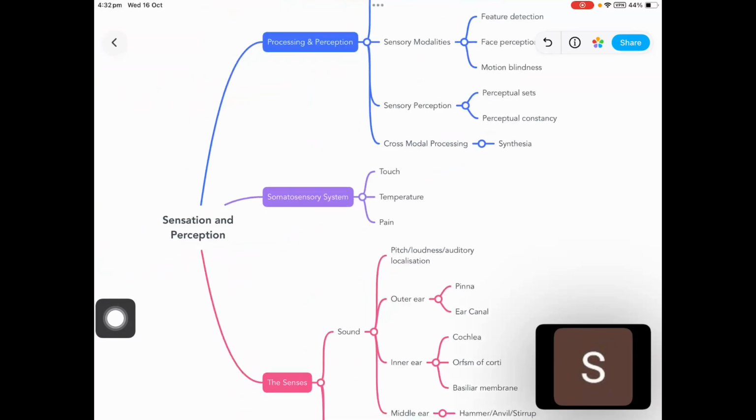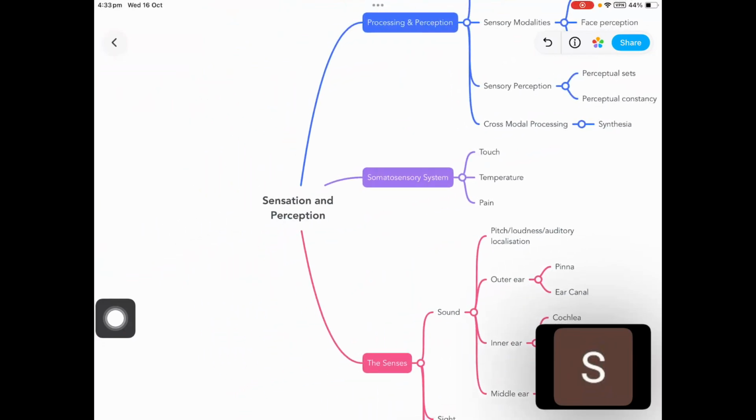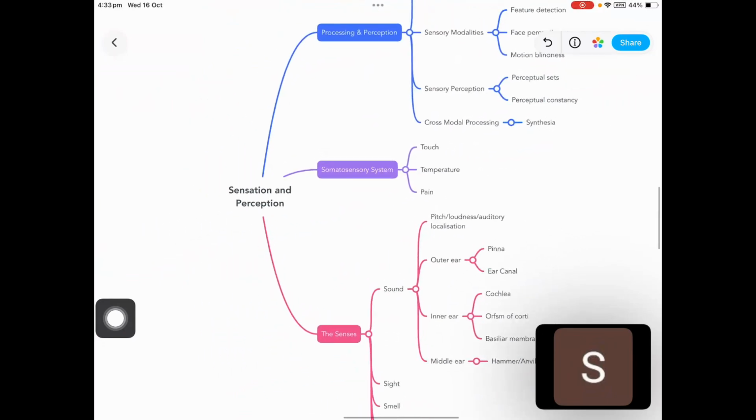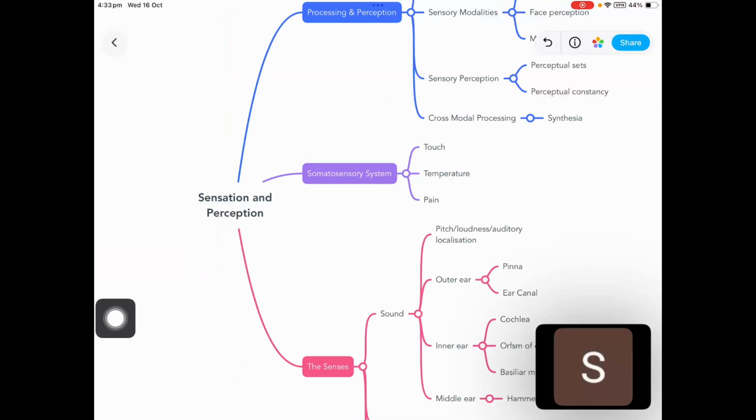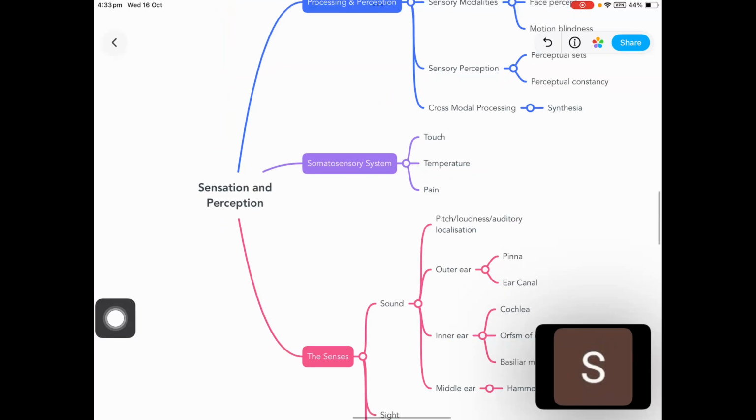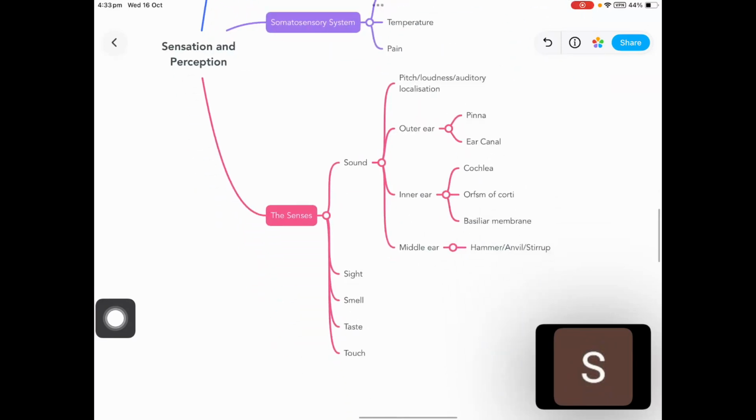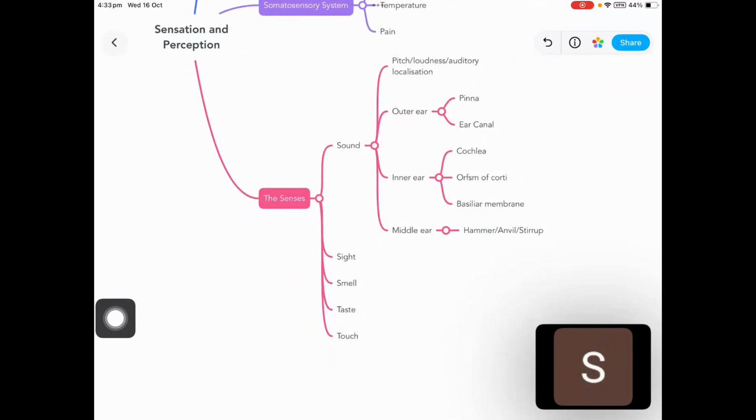And obviously, when we're talking about the senses, we have to talk about the somatosensory system, the system that interprets touch, temperature, and pain. And then we have the actual senses themselves: sound, hearing, sight, smell, taste, and touch.